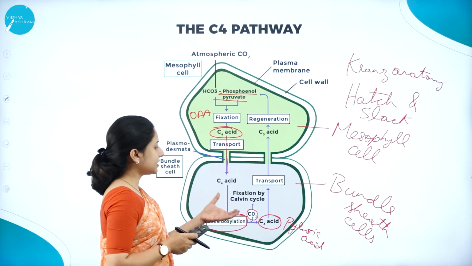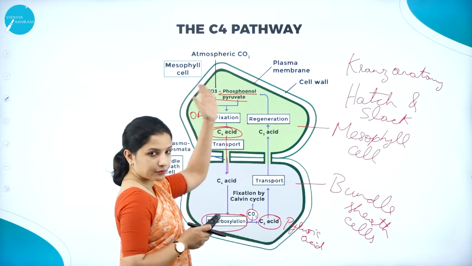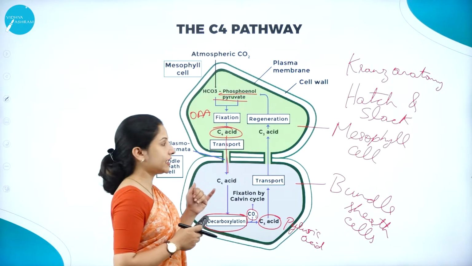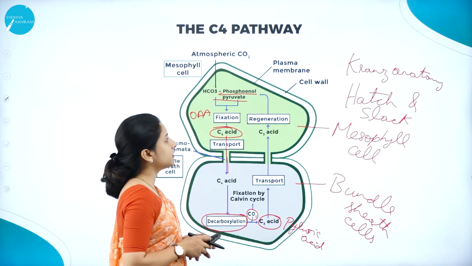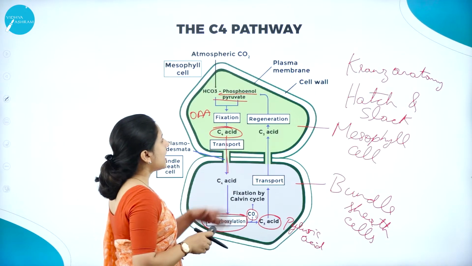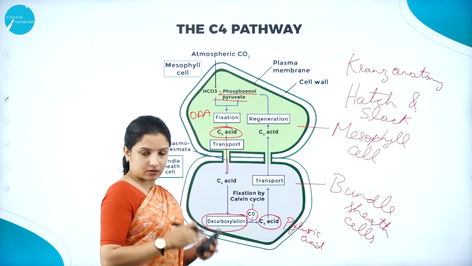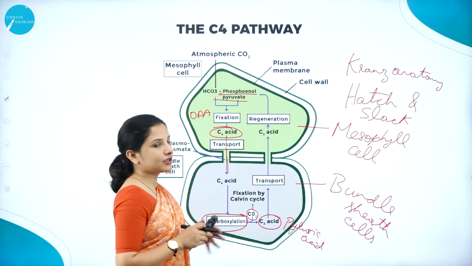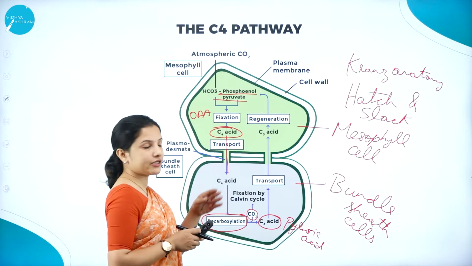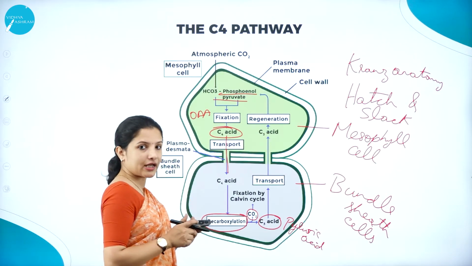So in the C4 pathway, the thing that we understood is that first the atmospheric carbon dioxide will be absorbed by the mesophyll cells taking the help of a 3-carbon compound, phosphoenol pyruvate, and this phosphoenol pyruvate will fix the carbon dioxide, converting it into a 4-carbon compound, which is oxaloacetic acid.